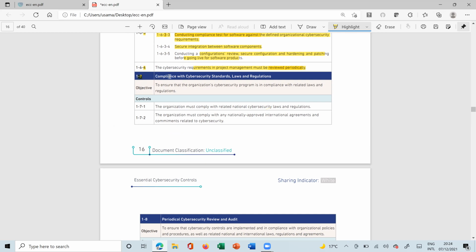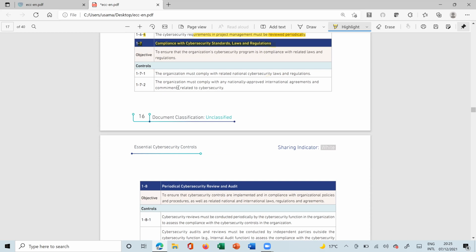Okay, then you will find the control or subdomain number 7: to be compliant with the standards, laws, and regulations. And note here, of course, when you say standards, laws and regulations, it depends, because it may be with NCA, it may be international, it may be whatever. It depends upon your field. Then in control number 1, the organization must comply with the related national cybersecurity laws and regulations. Here he is speaking about national cybersecurity for Saudi Arabia. You have to be compliant with Saudi Arabia cybersecurity laws and regulations.